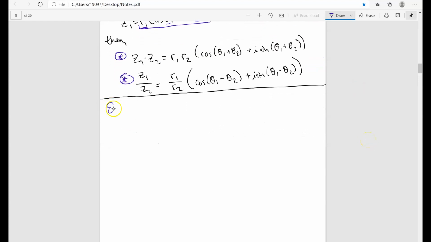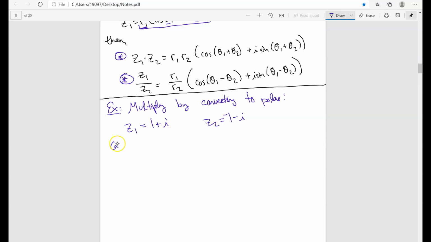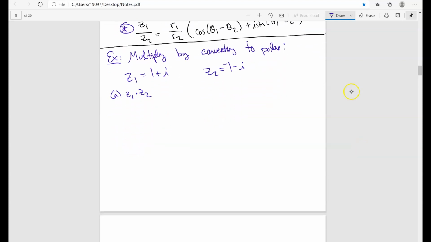So what I want to do is multiply by converting to polar. So let's say z1 here is equal to 1 plus i. So clearly here, these two complex numbers are not given to you in polar form. Okay, so we're going to have to do a little bit of work with that. And then you want to find z1 times z2. And then later on, let's say we want to find z1 divided by z2.